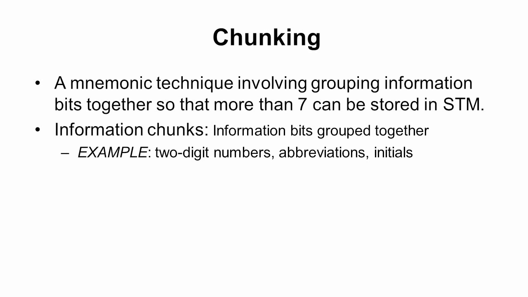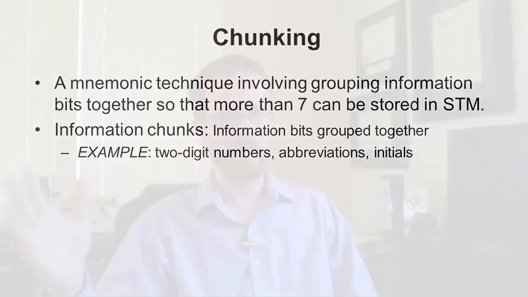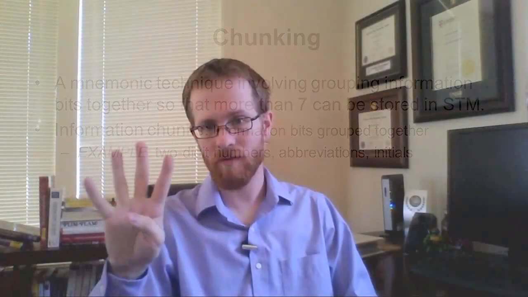Here are a couple of examples of an information chunk. You could have something like initials or a date, like 1962. That's actually 4 separate numbers, but if you consider it as a single date, then now it's one chunk. And chunking can be very effective at increasing your memory capacity.